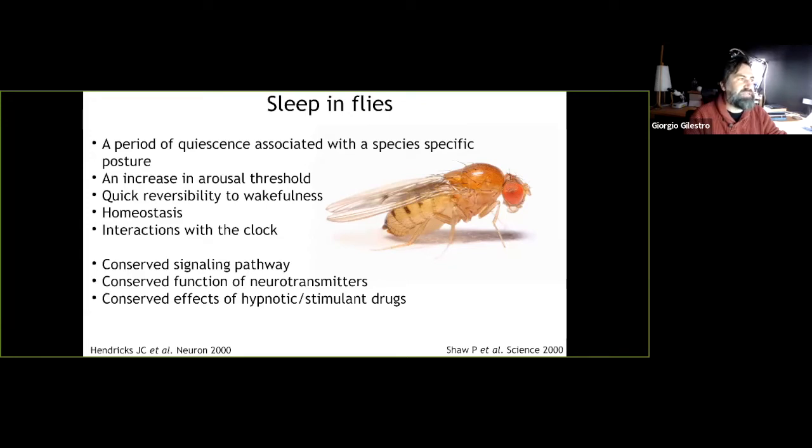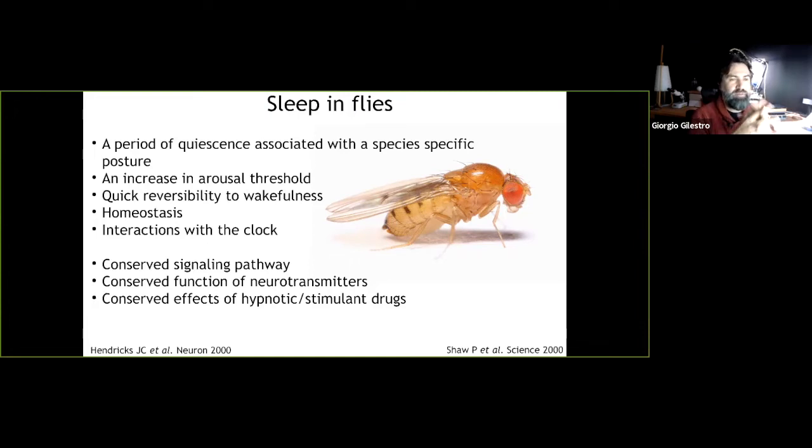So sleep in flies is a period of quiescence which is associated to a specific posture. It matches an increase in arousal threshold, meaning if the fly is awake, even just approaching the fly will elicit some response. But if they are asleep, you need a stronger stimulus to wake them up, exactly as it happens with us. This reversibility to wakefulness is quick, which distinguishes sleep from coma. And finally, there is an important homeostatic control.